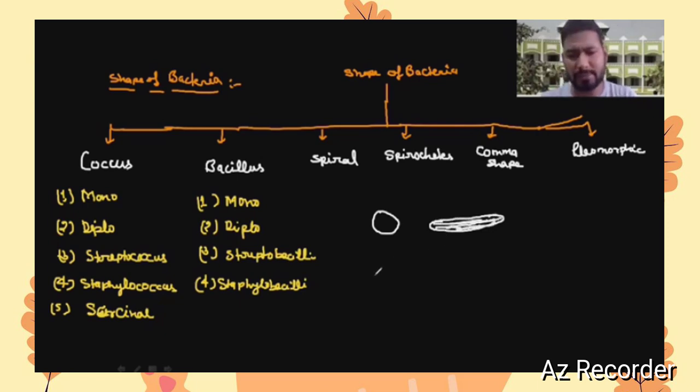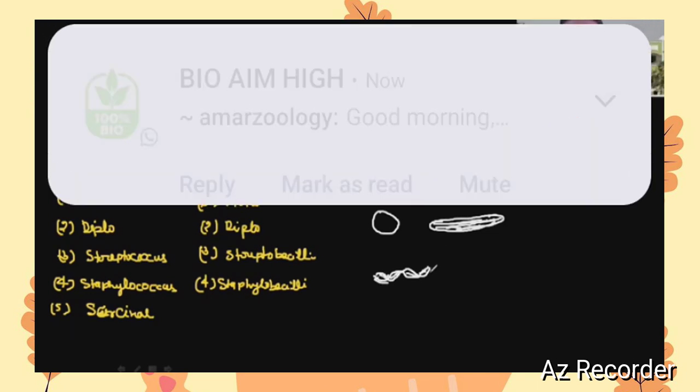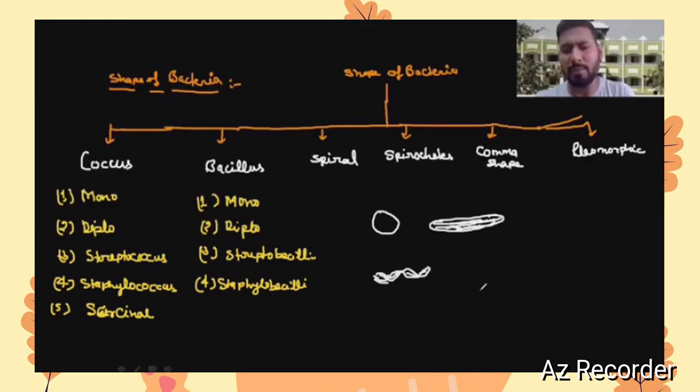Next is the spiral. Spiral means this is the spiral bacteria. We'll check the shape of this bacteria. You can say it will be like that. Spiral shape of bacteria. Okay. And there is the spirochetes. Spirochetes are also similar to the spiral shape, but the length of the spirochetes will be too much. Okay. If you see the spirochetes length, it will be too much. So spirochetes are also spiral shape bacteria, but the length is going to vary from the spiral.